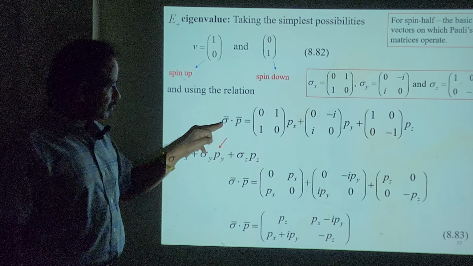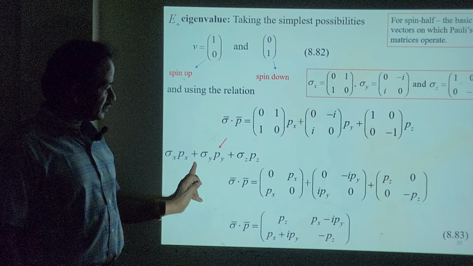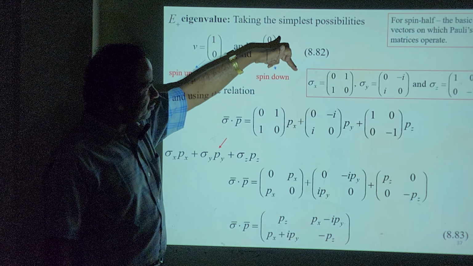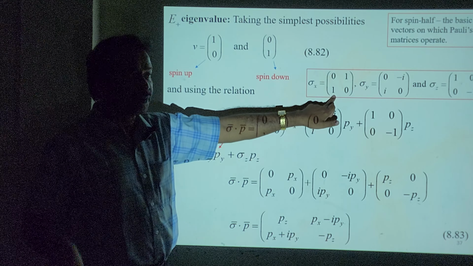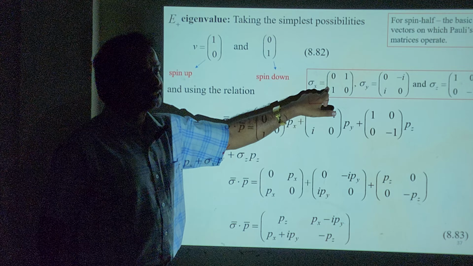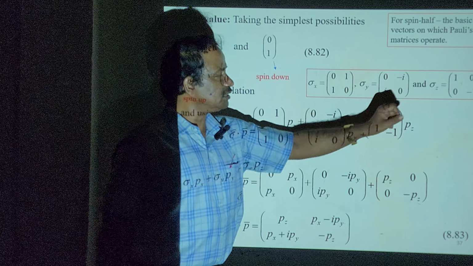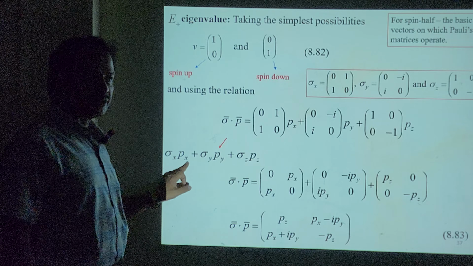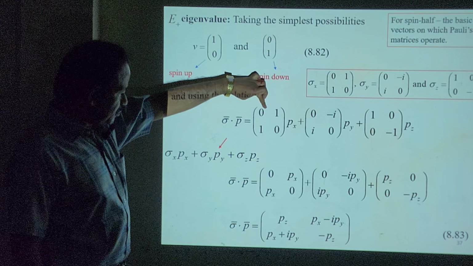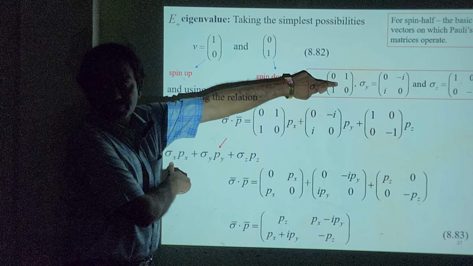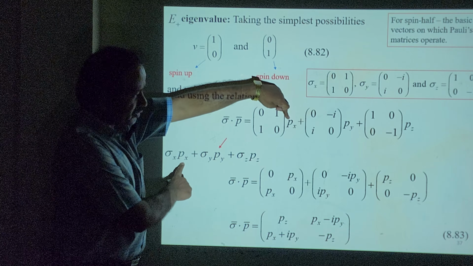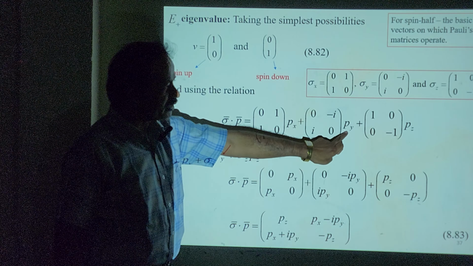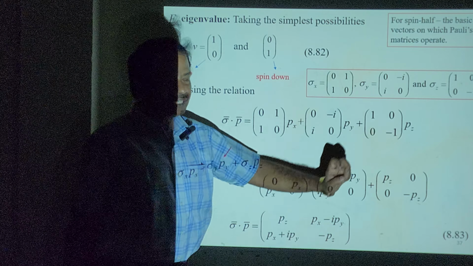Sigma dot P, we already know, is sigma x Px plus sigma y Py plus sigma z Pz. And of course, sigma x is given by Pauli's operators, which we know already. This is for sigma x, this will be your sigma y, and this must be your sigma z. So as I said, you are going to add all the components: sigma x multiplied by Px plus sigma y multiplied by Py plus sigma z multiplied by Pz.